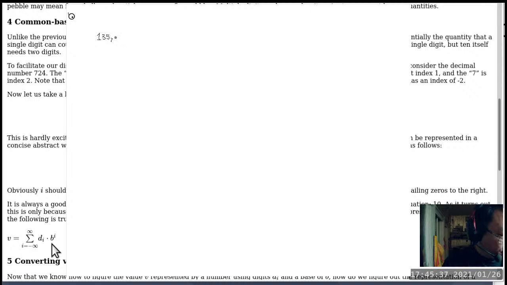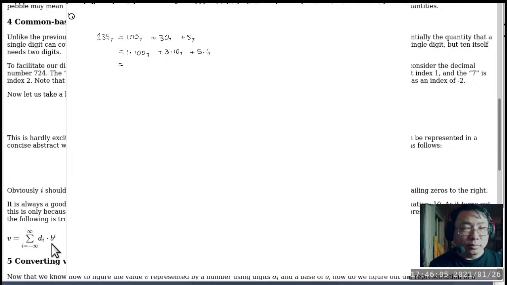So when you look at 135 in base 7, you can rewrite it as 100 in base 7 plus 30 in base 7 plus 5 in base 7. The 100 becomes 1 times 100 in base 7. The 30 becomes 3 times 10 in base 7. And the 5 becomes 5 times 1 in base 7. Then this is the canonical base conversion part, looking at 100 in base 7 and asking what that is representing. The number of zeros tells you what power of 7 we're dealing with. So we are dealing with 7 to the power of 2 for the 1, 7 to the power of 1 for the 3, and 7 to the power of 0 for the 5.